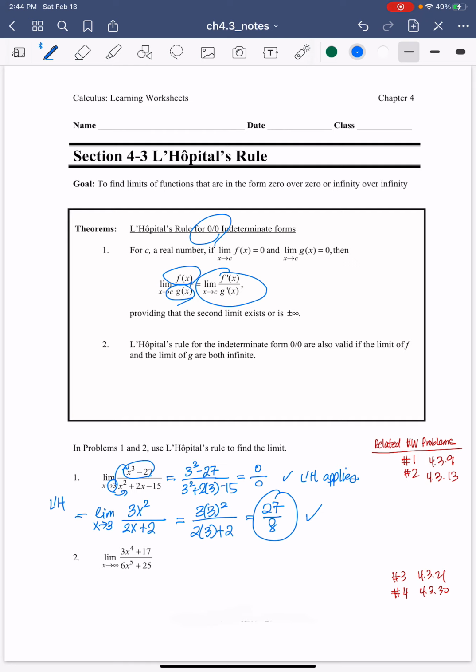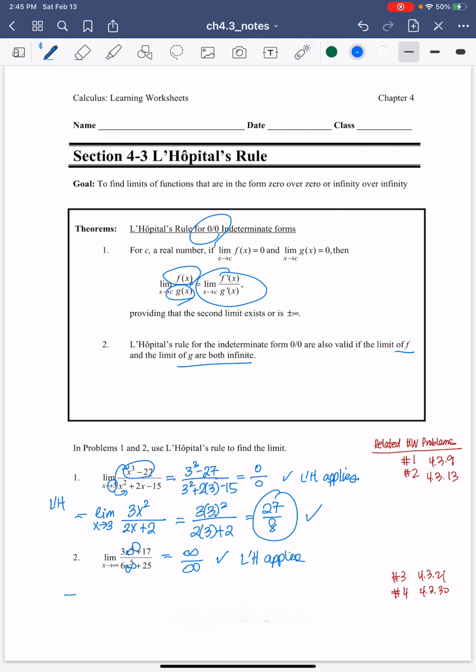So let's try number 2 together, and then you can use this one to answer questions number 3 and 4 on the MyMathLab homework. So again, I'm going to check if we get an indeterminate form. If I plug in infinity here, well, 3 times infinity to the fourth power plus 7 is just a really large number. Same thing here. If I plug in infinity, you get infinity to the fifth power times 6 plus a number. I'm going to get another infinity. So we do have an indeterminate form where f and g are both infinity. So that means I can apply L'Hopital's rule.